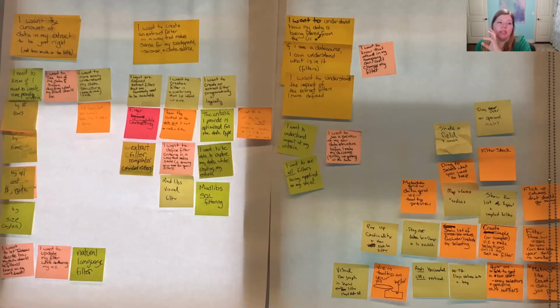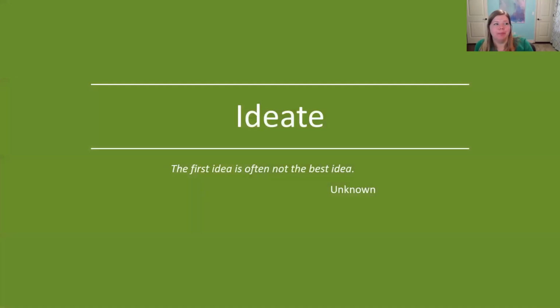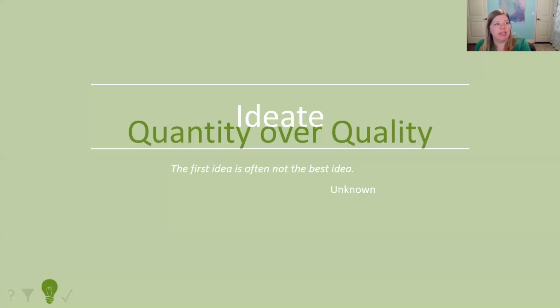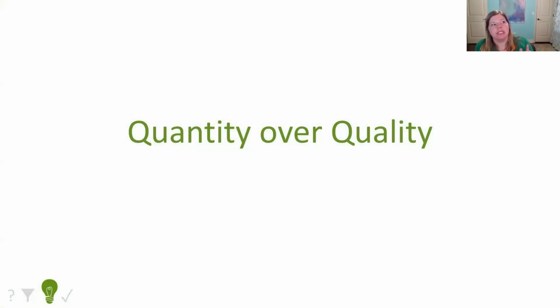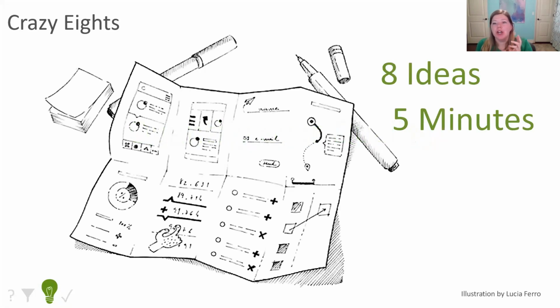So maybe something is coming up a lot, but it's not important, or the other way around. So this just helps you, again, essentially visualize in the real world how to include all of those very specific needs in your dashboard. And then ideate: the first idea is often not the best idea. And the whole point here is quantity over quality. So when you're in this first step of your process, you just want all the ideas possible. And again, finding those common threads.